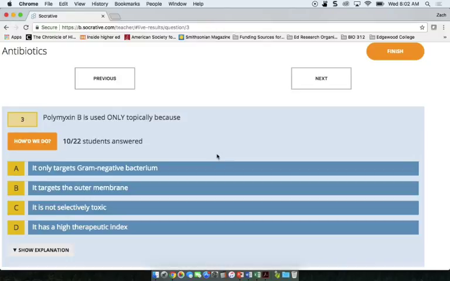So you don't need to know the bacitracin? For bacitracin, you need to know what it does, but you do not need to know the protein. Okay? Abby? Do we need to know specific examples of every class?